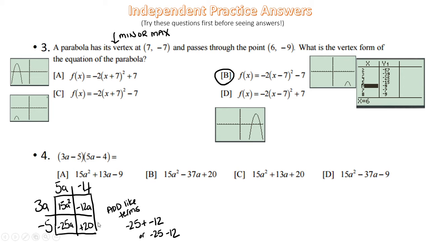Now when I combine my like terms, I'm doing negative 25 plus negative 12, or plus a negative in math means minus, so negative 25 minus 12. Either way, you should have negative 37 come out as your middle term, and 15a squared minus 37a plus 20. So my answer is B on this one.